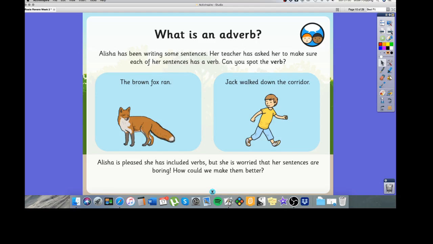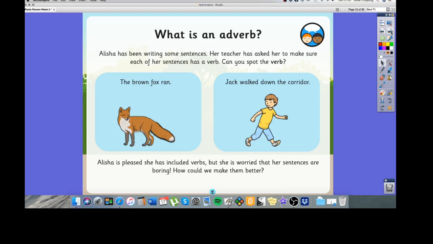Okay, I want you to have a quick chat to your grown-up. Which one of those words in those sentences do you think is the verb? Okay, so have a quick chat, pause it now, and then unpause, and I'll carry on.